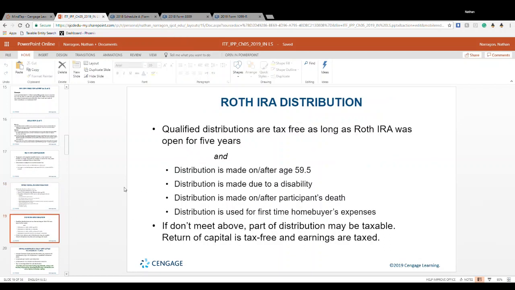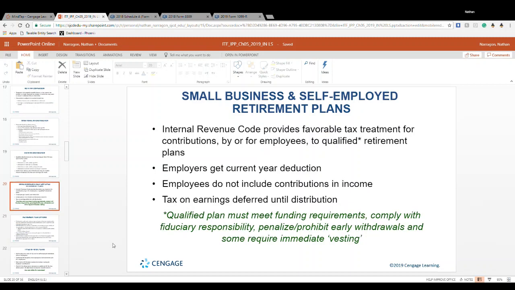So, Roth IRA distributions. Qualified distributions are tax-free as long as the Roth IRA was open for 5 years, and again, distribution is made on or after 59 and a half, due to a disability, due to a death, or first-time home buyer. Okay, so you have to have this open for 5 years. You can't just open it up at 58 and a half and then have it for 1 year, no, you gotta have it more than 5 years. Okay, if you don't meet the above, part of the distribution will be taxed. Return of capital is tax-free and earnings are taxed. So, you will get taxed if you don't follow these rules. So, 5 years. Have it for 5 years.